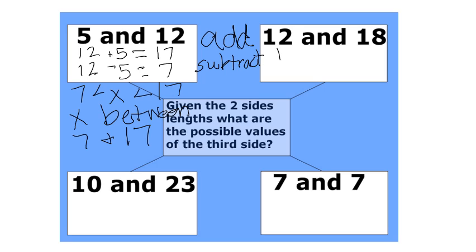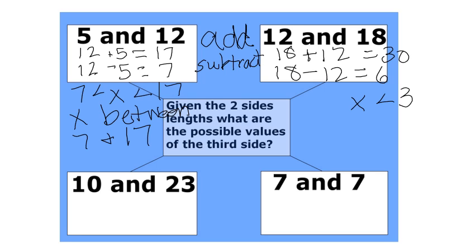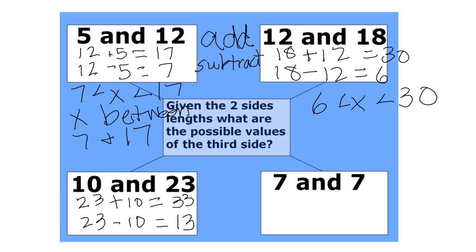Here we have 18 and 12. So we add them. We subtract them. Again, we'll subtract big minus small. Because you don't want to get a negative number. The third side has to be less than 30, but bigger than 6, or between 6 and 30. Here we take the 23 and the 10 and we add them. We subtract big minus small. And we get x is between 33 and 13. Can't get that 13 in there, sorry folks.